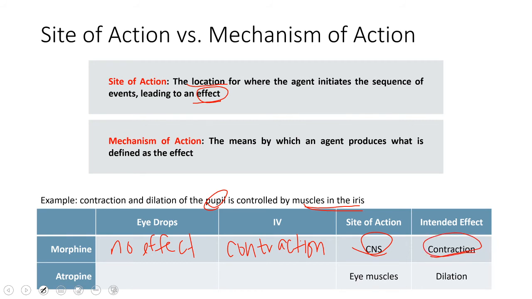Now, atropine has its site of action in the eye muscles itself. And so if you give it IV, then there's no effect.